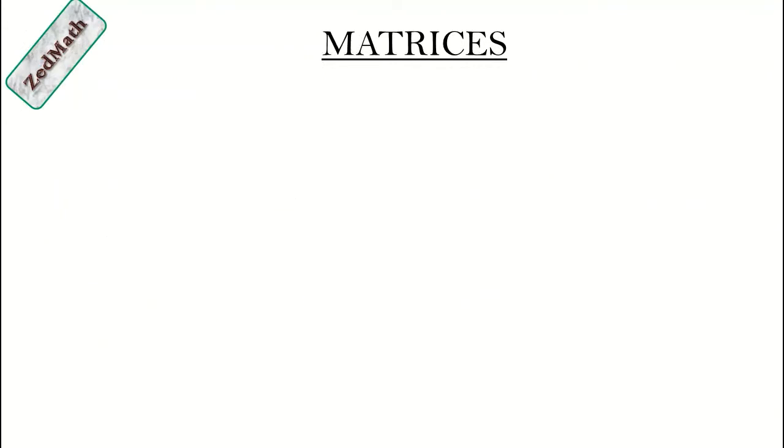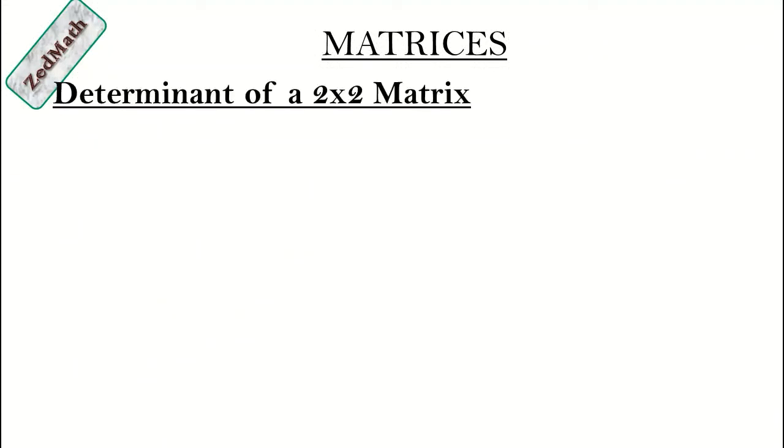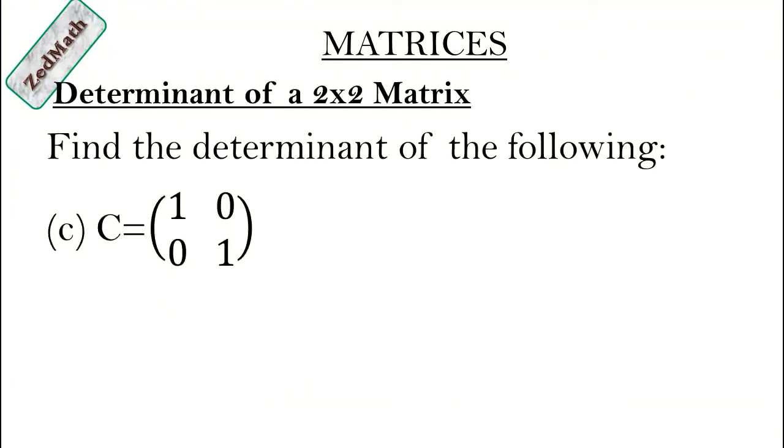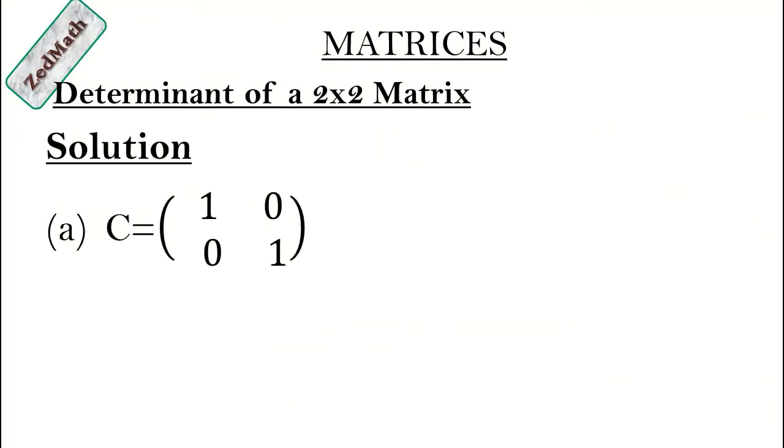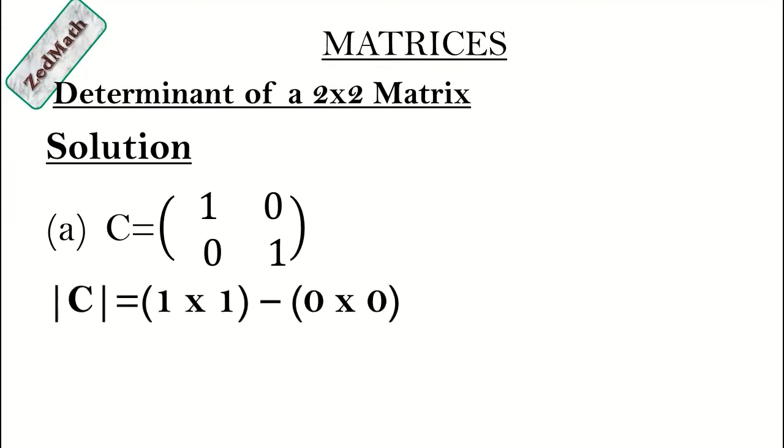Let's take a look at the last example. It's matrix C. Find the determinant of matrix C. So C is equal to 1 0 and 0 1. Its determinant is going to be equal to 1 multiplied by 1 minus 0 multiplied by 0. Simplifying this, we get 1 minus 0, which is just equal to 1.